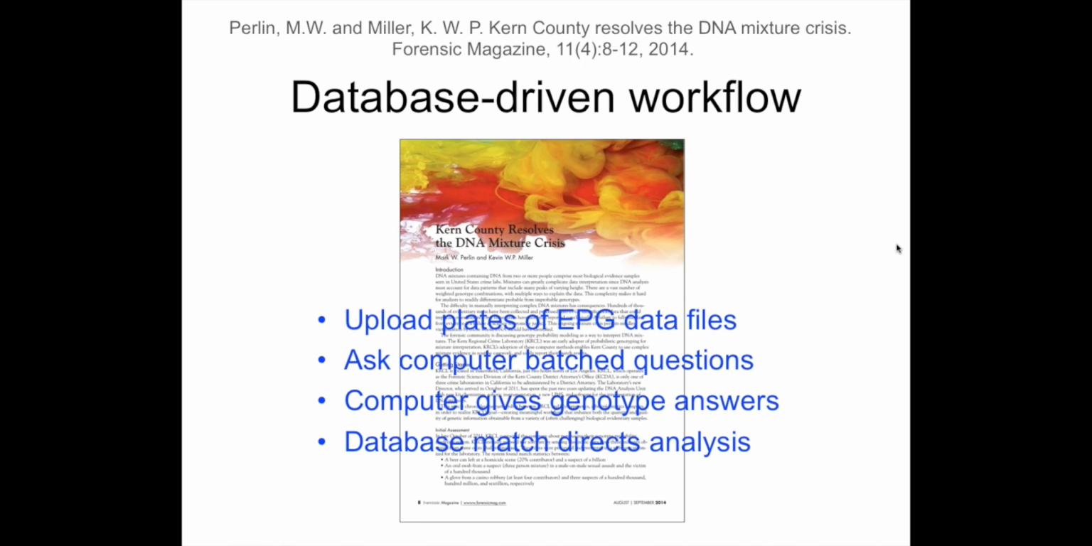And it's all done in one step because it's very automated. Just analyze this data and separate out the mixtures. The computer solves the problems and gives genotype answers, which are stored on the database, and then automatic database match with likelihood ratios compares these separated genotypes and produces match statistics. And those match statistics direct the analysis.